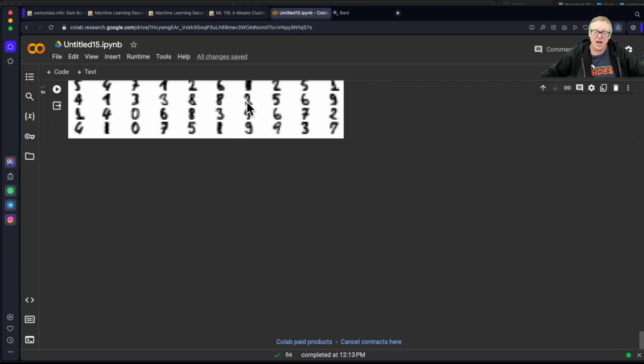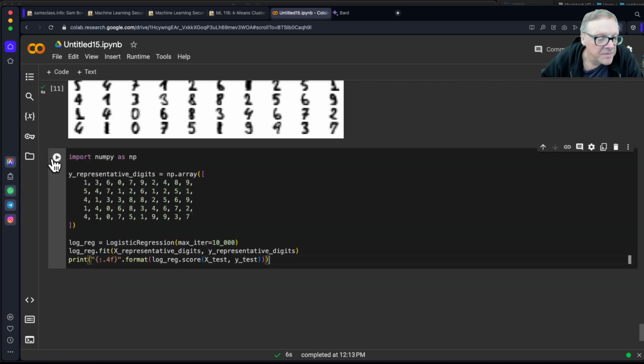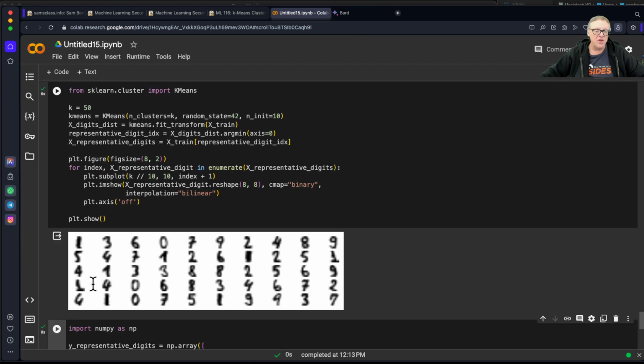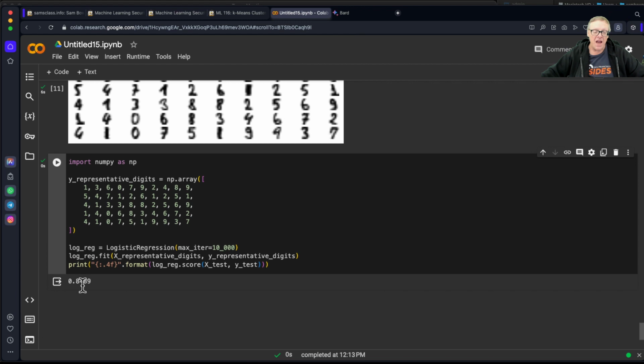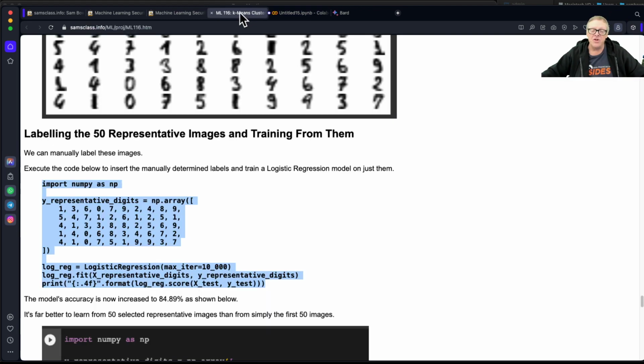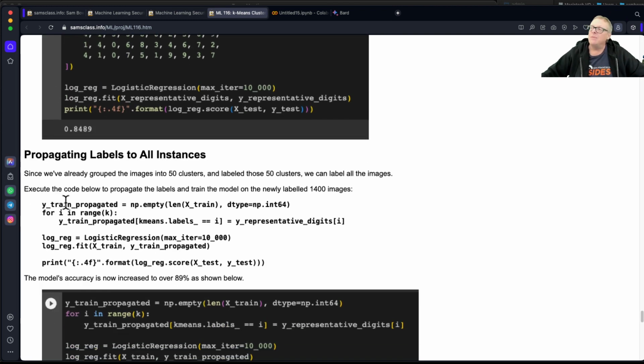So now we're going to train on this 50 instead of on just the first 50. And now we get up to 84%. And before we were in the 70s. We were at 75%. But we've gotten up to 85% now by choosing the most representative images to train on. So that's good, but we can do even better.